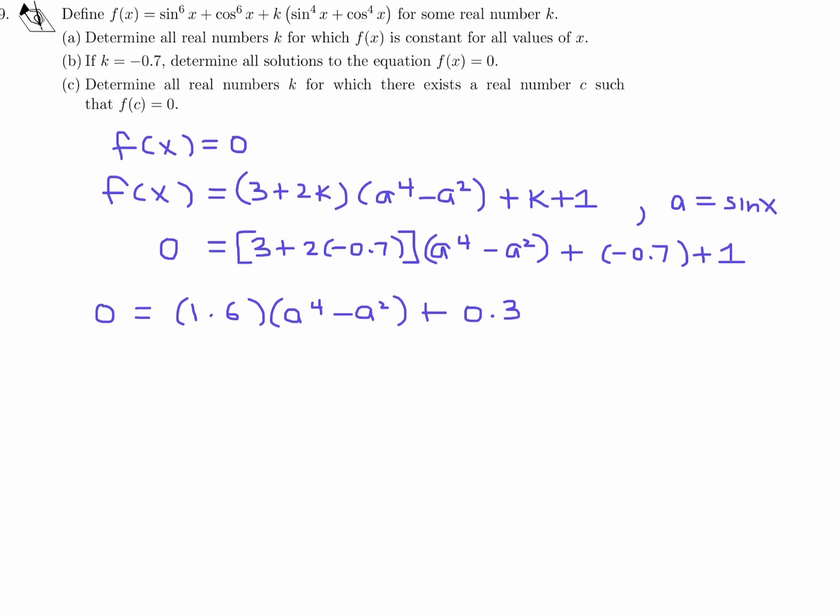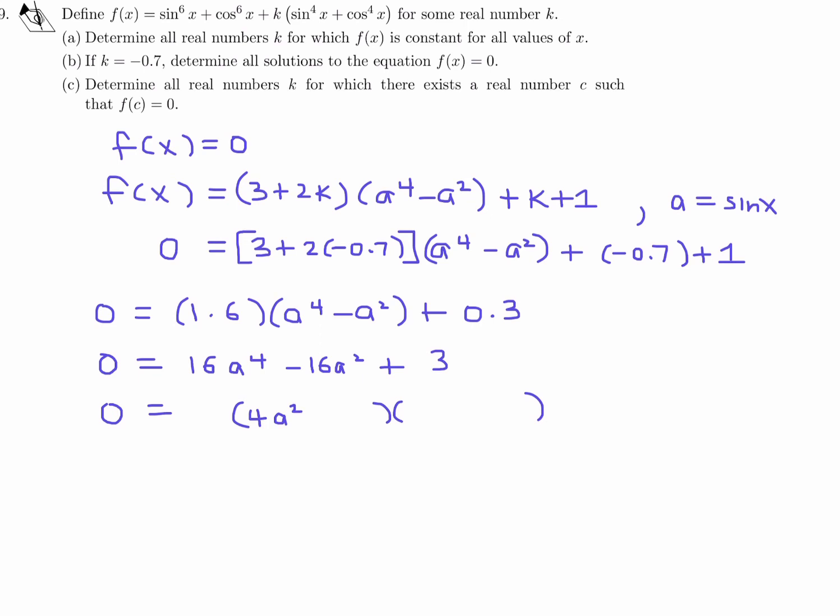If I multiply through, I think this will help me. I don't like these decimals. It's going to be harder to factor. But if I multiply through by 10, I think it'll be easier for me to factor. So that becomes 16a to the fourth minus 16a squared. And then this is going to be 10 times 0.3, so 3. I just multiplied through by 10. And I think this will be able to factor without too much problem.